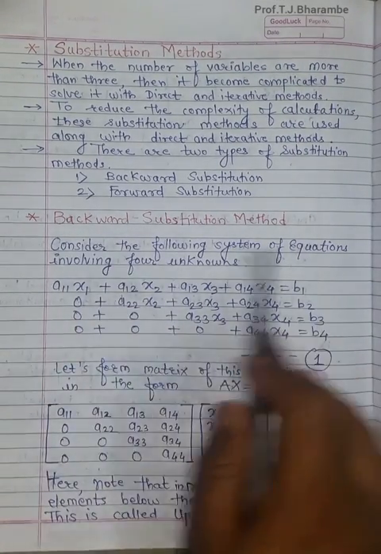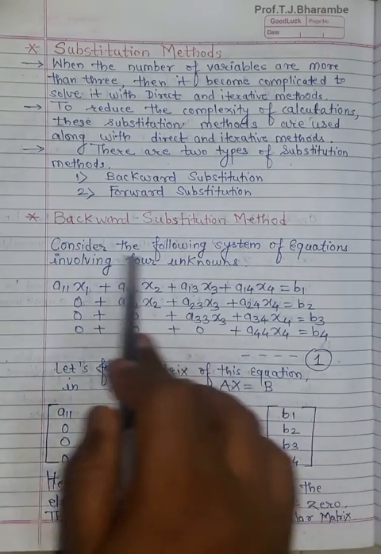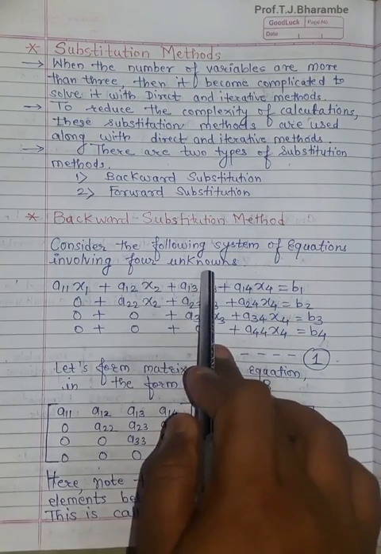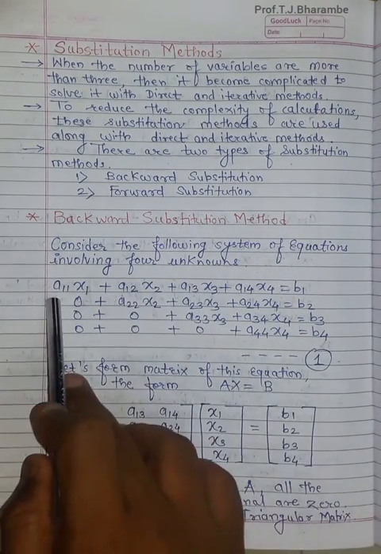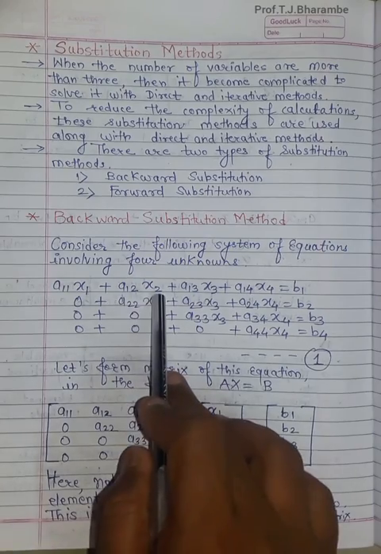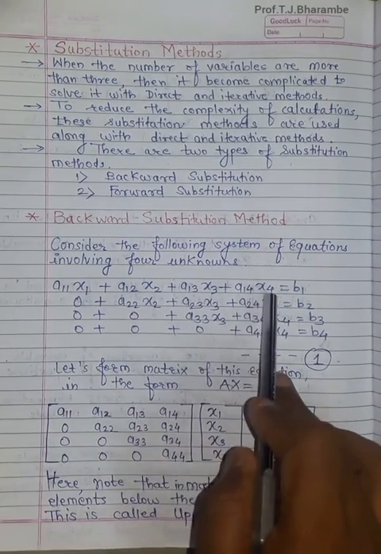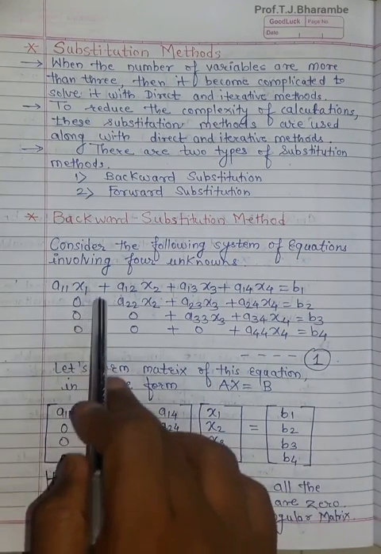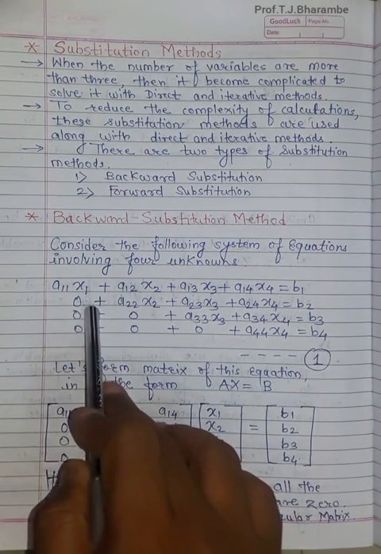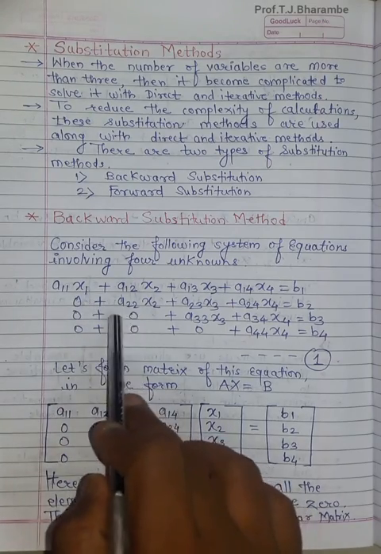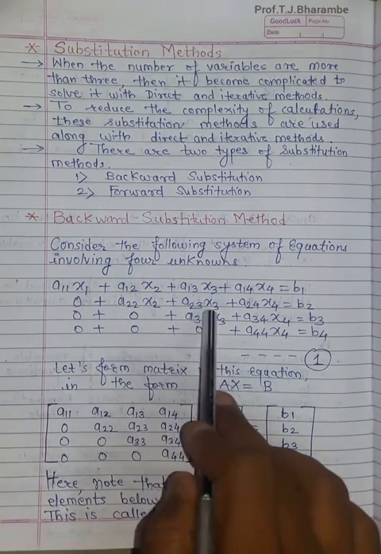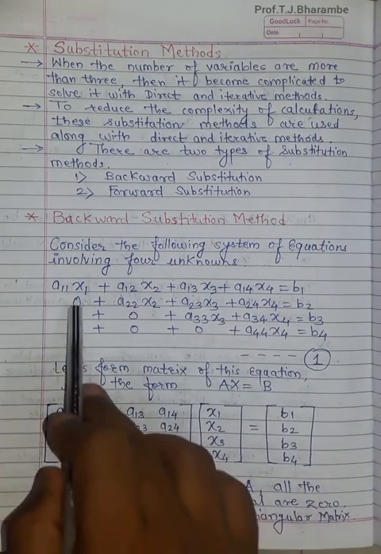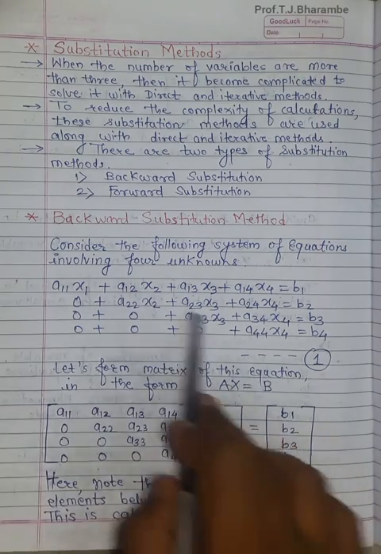Consider the following system of equations involving 4 unknowns. Here, the first equation is a11x1 plus a12x2 plus a13x3 plus a14x4 is equal to b1. In the second equation, the variable x1 is 0, which means it is eliminated, and the remaining terms are a22x2 plus a23x3 plus a24x4 is equal to b2. Similarly, the rest of the equations are mentioned here.